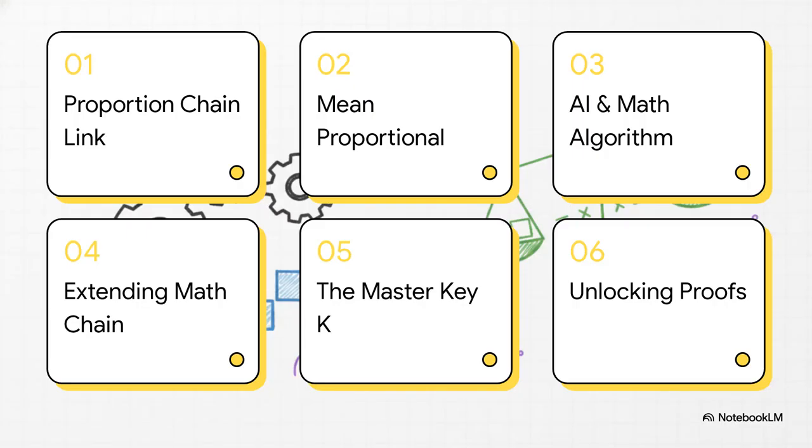Here's our roadmap for today. We'll cover the proportion chain link, deriving the mean proportional, AI and the math algorithm, extending the math chain, the master key K, and finally, unlocking complex proofs. Let's get right into it.